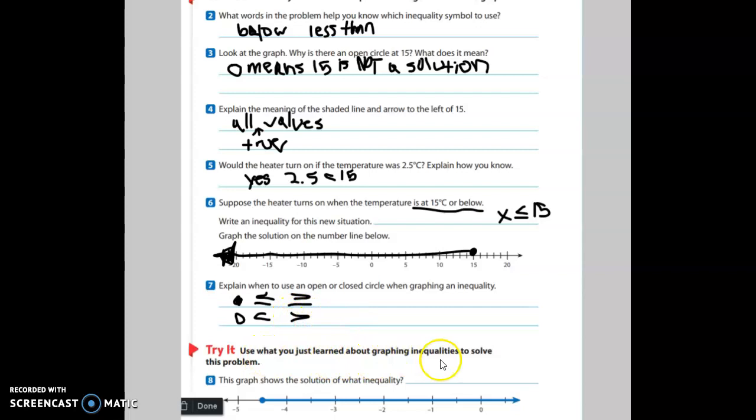Use what you just learned about graphing inequalities to solve this problem. This graph shows the solution of what inequality? Well, I'm going to look at my dot first. And I notice that my dot is closed, which means that it's either this or this. It's one of these symbols. It's not one of these because these are for open symbols. So my dot is at negative 4.5.